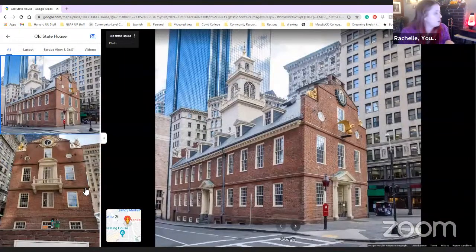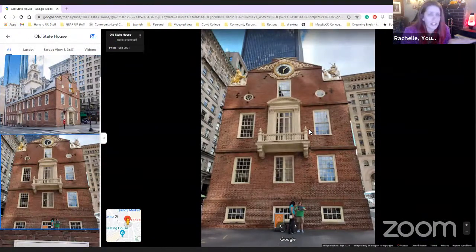So the Old State House here, this State House was built in 1713, and it basically was the seat of the General Court in Massachusetts until 1798. It's located at the intersection of Washington and State Street, and it's one of the oldest buildings in the United States. And now there's actually a stop for the subway underneath it.